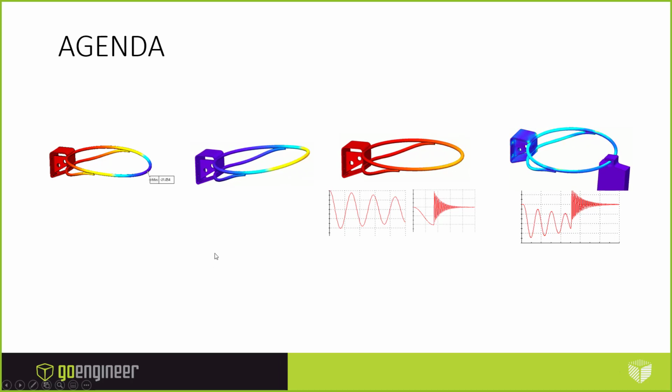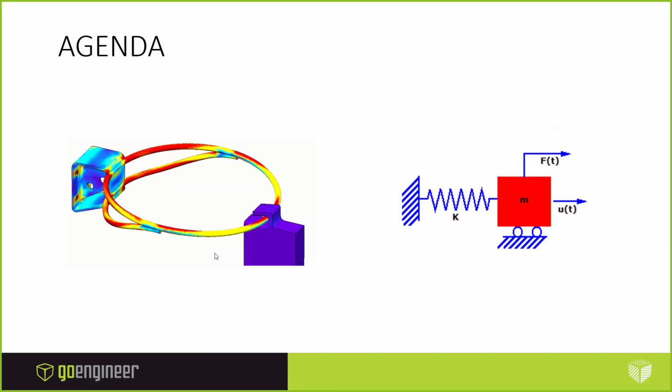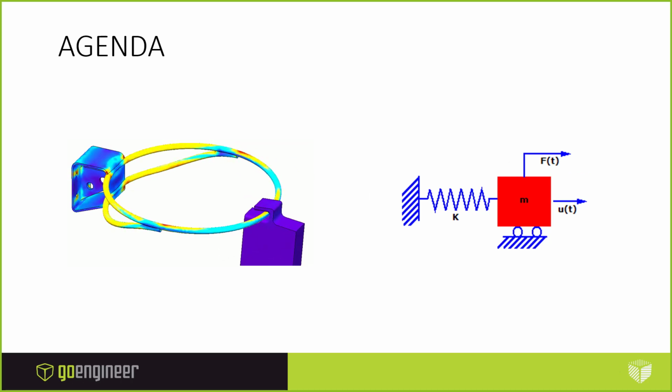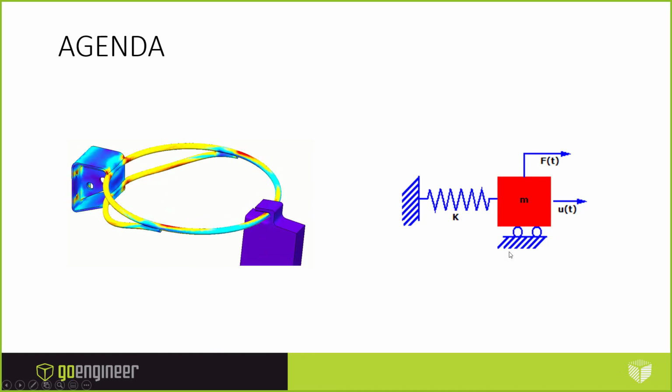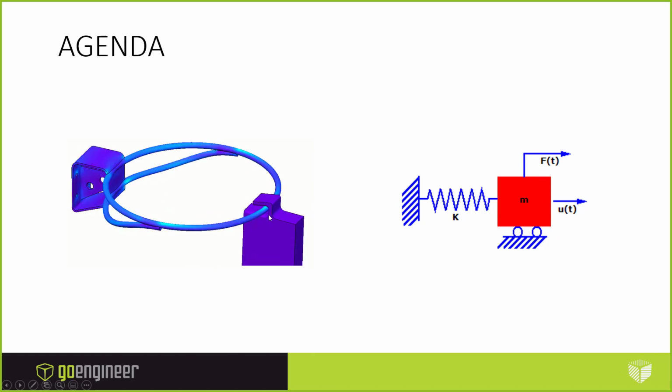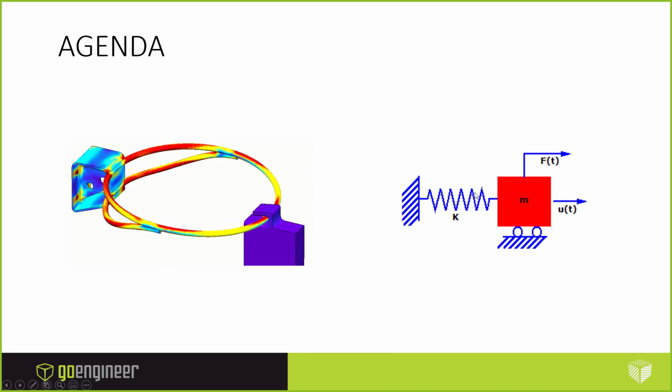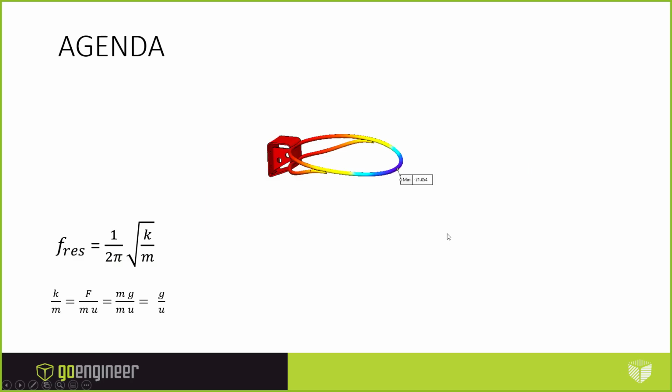So for this first problem, to estimate it with a hand calculation, consider that this system behaves like a spring-mass system. The mass is my weight hanging on the end here, and the spring is the bending stiffness of this basketball hoop. If I look at it this way, I can apply simple equations like the one we showed before, where the resonant frequency is equal to the square root of the stiffness divided by the mass.